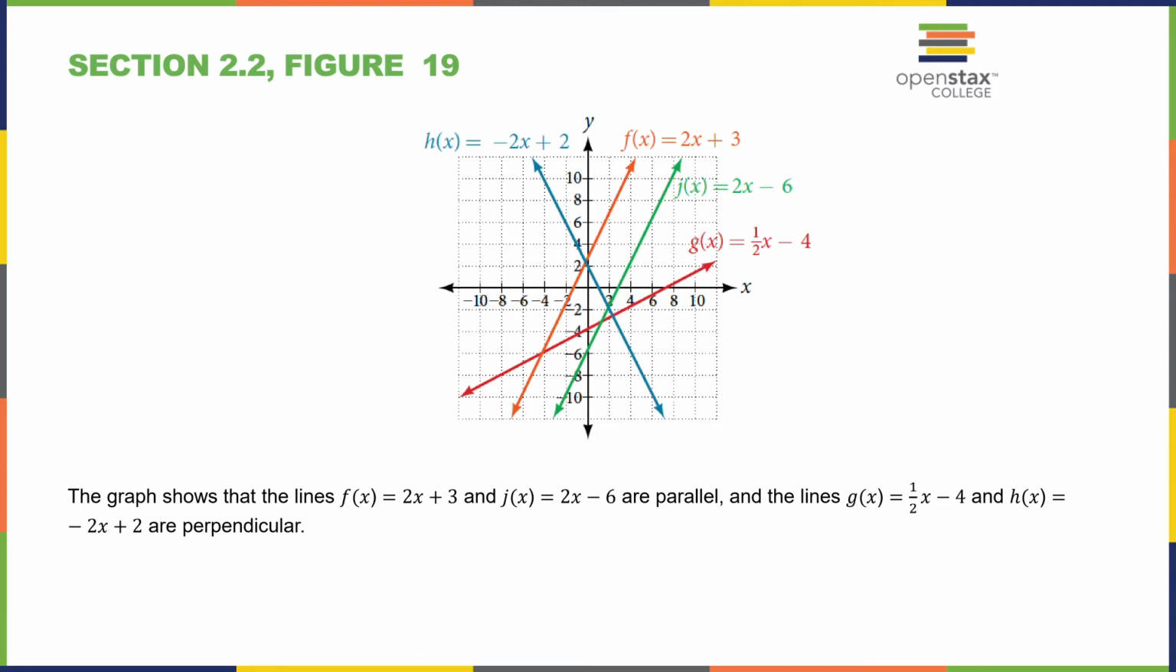So here we have a graph, and it's going to show the lines f of x equals 2x plus 3, j of x equals 2x minus 6. Those are parallel. That's the orange and the green one. And we, again, know they're parallel because we can see that their slopes are the same. On the other hand, we can say that g of x equals 1/2 x minus 4 and h of x equals -2x plus 2 are perpendicular because 1/2 and -2 are negative reciprocals. And again, when you look at the graph, the red and the blue lines even look like they're perpendicular.